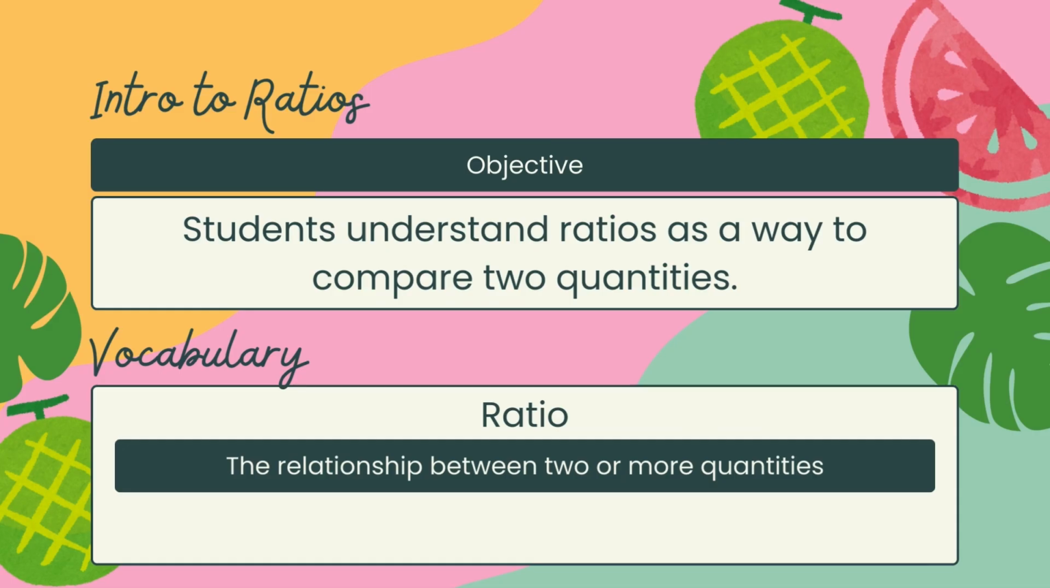Today's objective: students will understand ratios as a way to compare two quantities. And our vocabulary word for today is ratio. It is the relationship between two or more quantities.